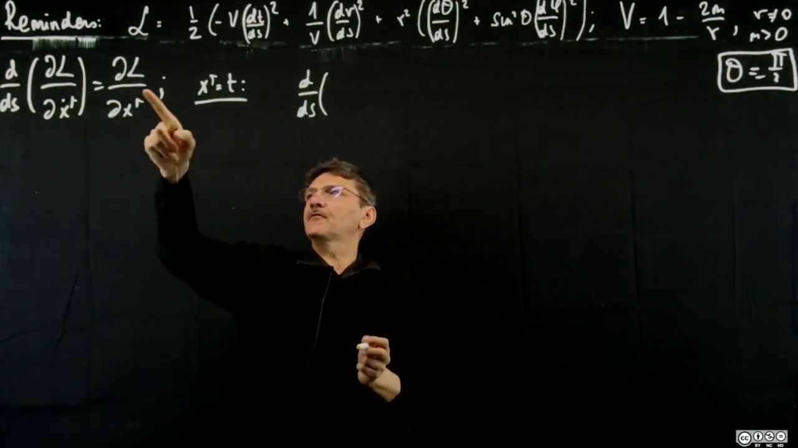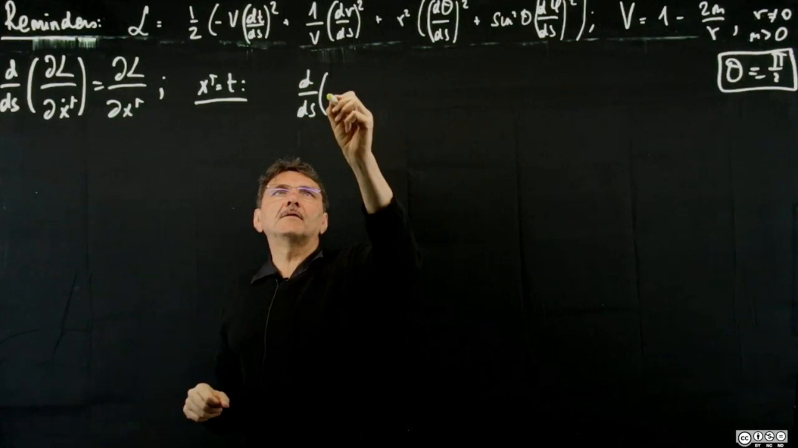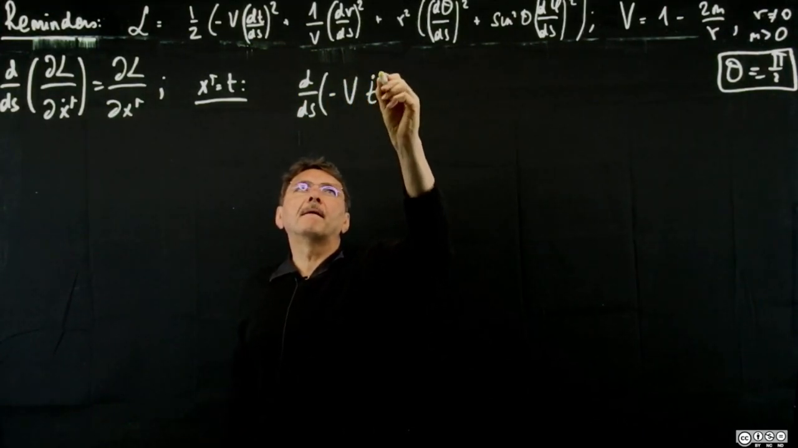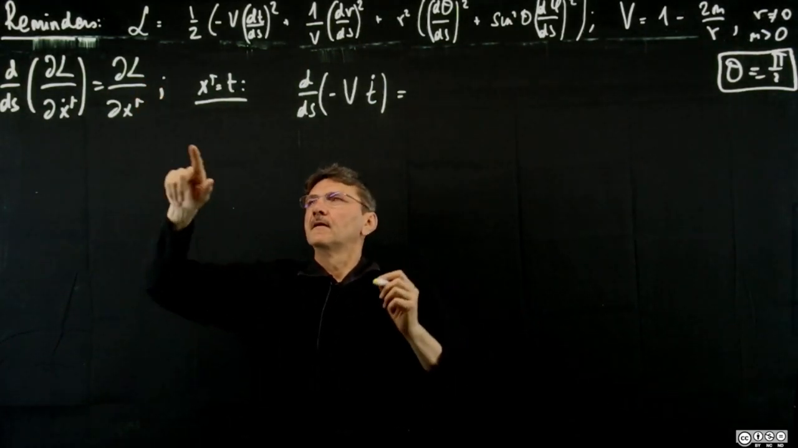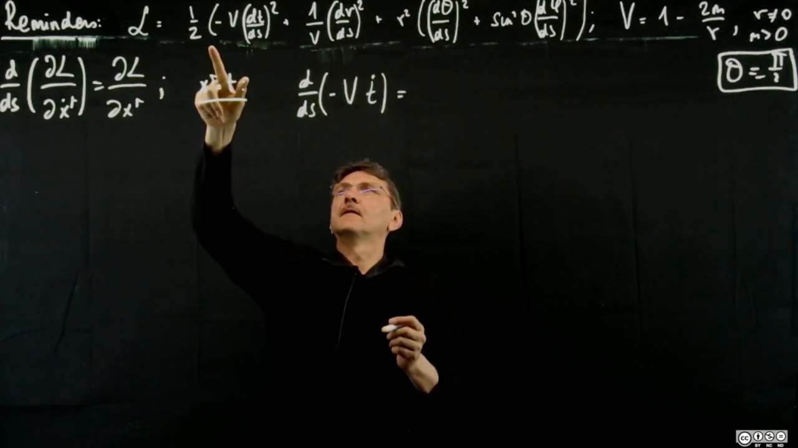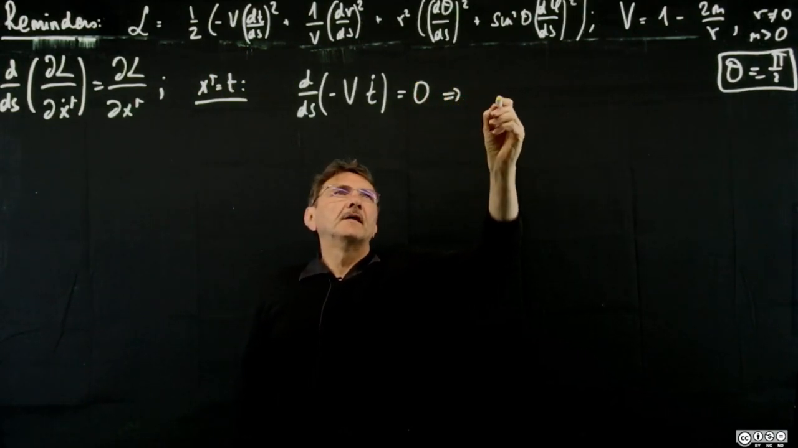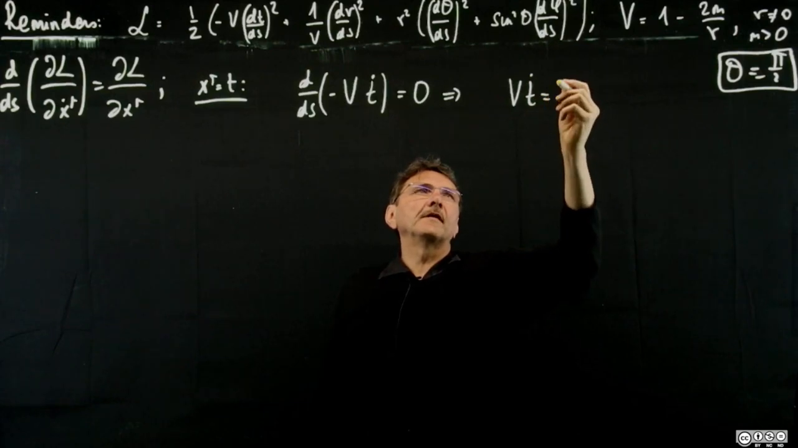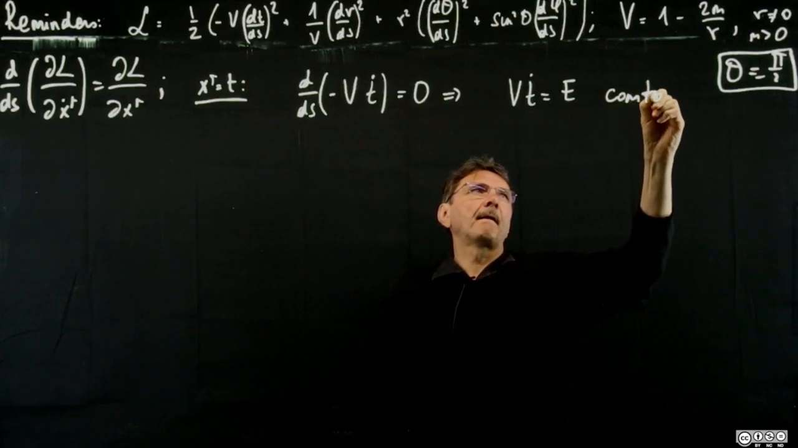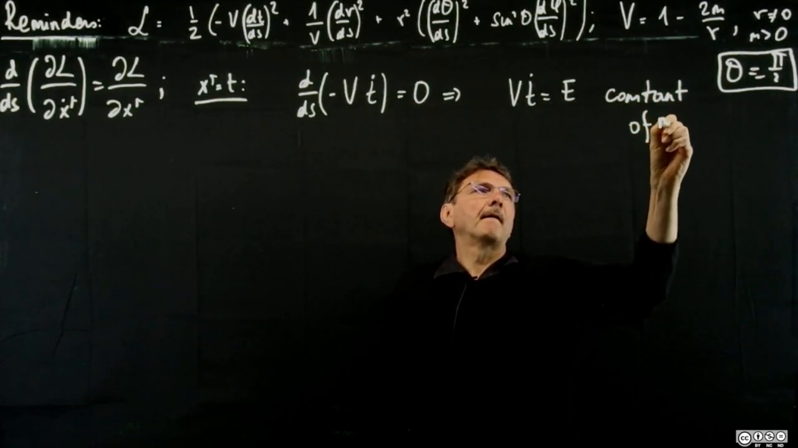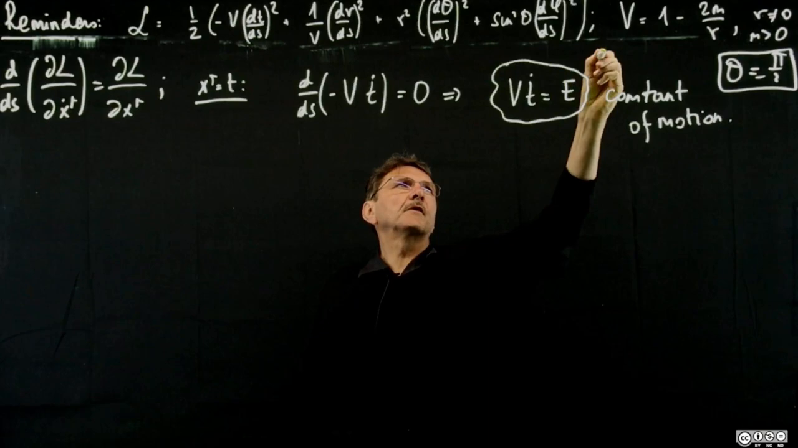So if I differentiate with respect to t dot, I'm going to get minus v t dot. And if I differentiate with respect to t, I get nothing, because nothing depends upon t here. V depends only upon r, so I get 0, which means that v t dot is a constant of motion, right? So this was going to be our equation 2.